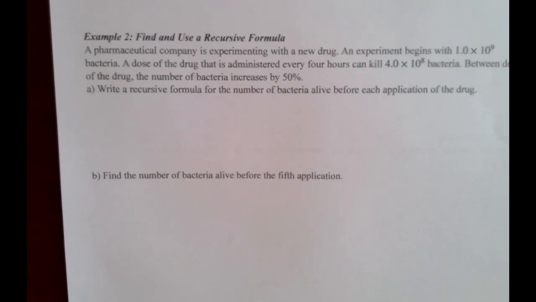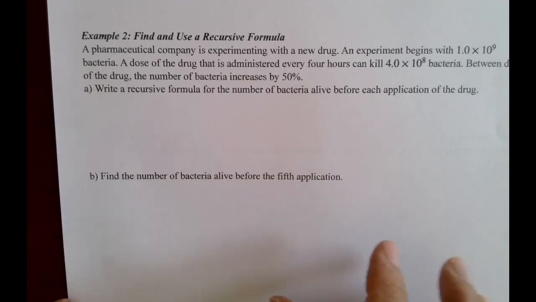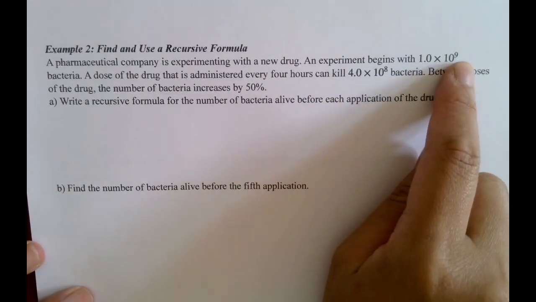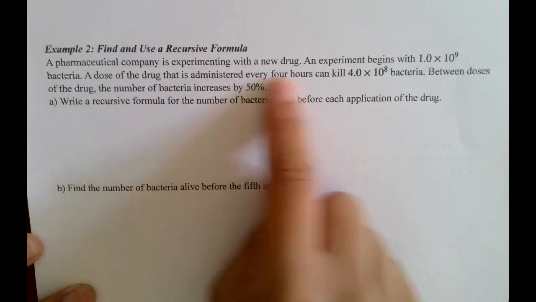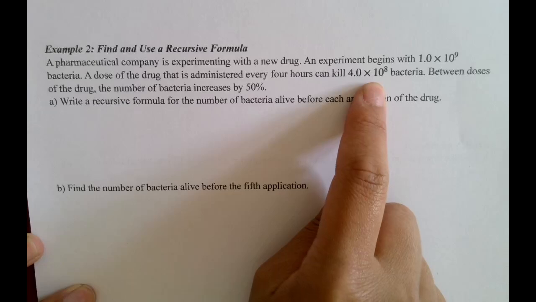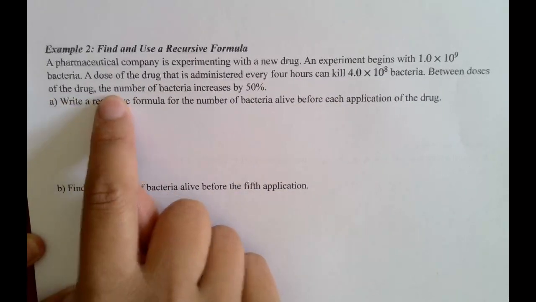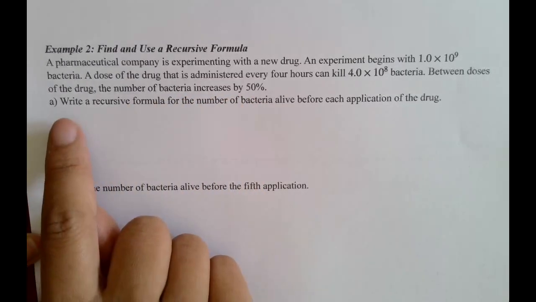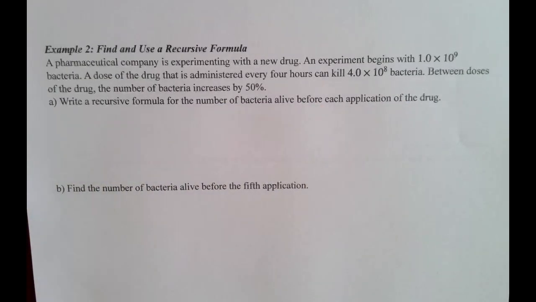Okay, with example 2, we're now going to find and use a recursive formula. So a pharmaceutical company is experimenting with a new drug. An experiment begins with 1.0 times 10 to the 9th amount of bacteria. Okay? A dose of the drug that is administered every 4 hours can kill 4.0 times 10 to the 8th bacteria. Between doses of the drug, the number of bacteria increases by 50%. We want to write a recursive formula for the number of bacteria alive before each application of drugs.